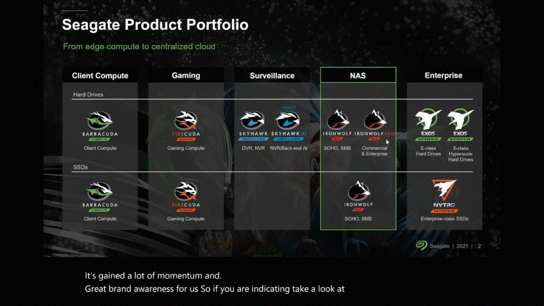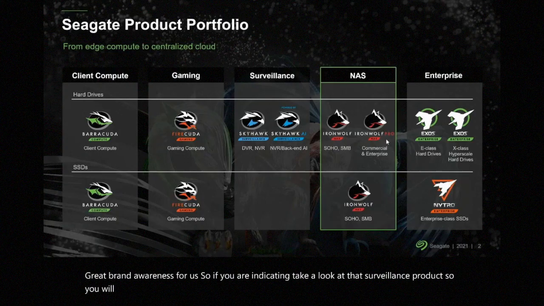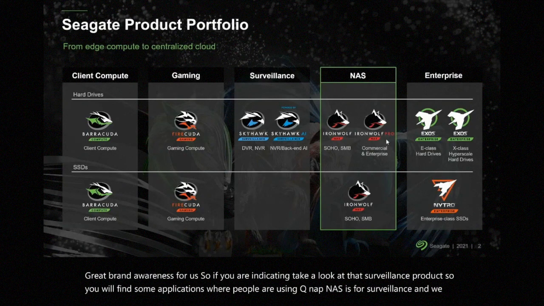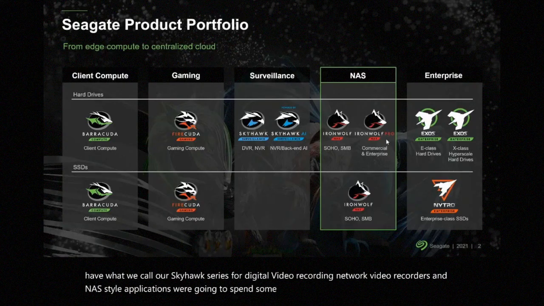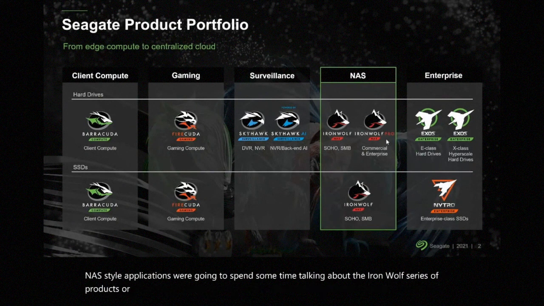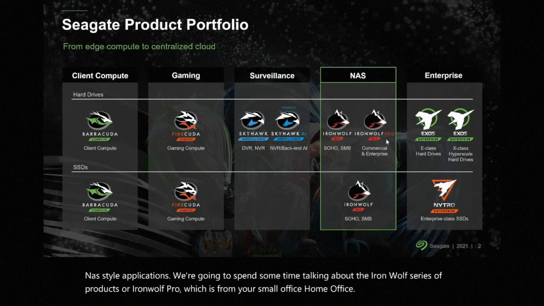Surveillance products. You will find some applications where people are using QNAP NASs for surveillance, and we have what we call our Skyhawk series for digital video recorders, network video recorders, and NAS style applications. We're going to spend some time talking about the Iron Wolf series of products, or Iron Wolf Pro, which is for your small office, home office, and commercial enterprise.